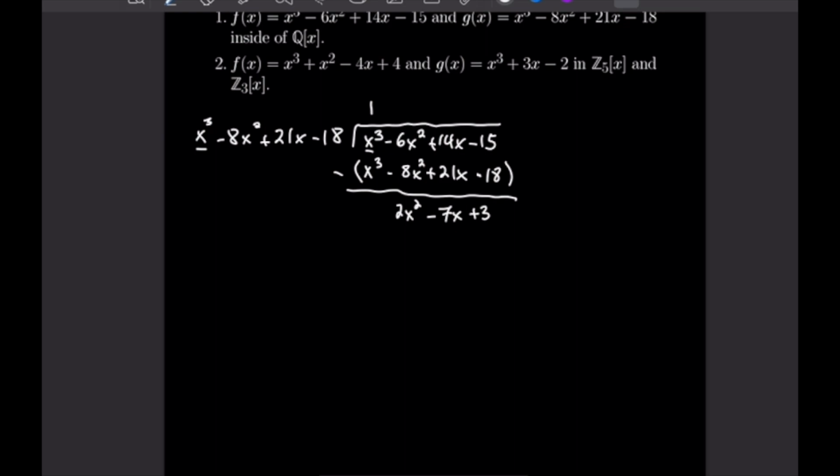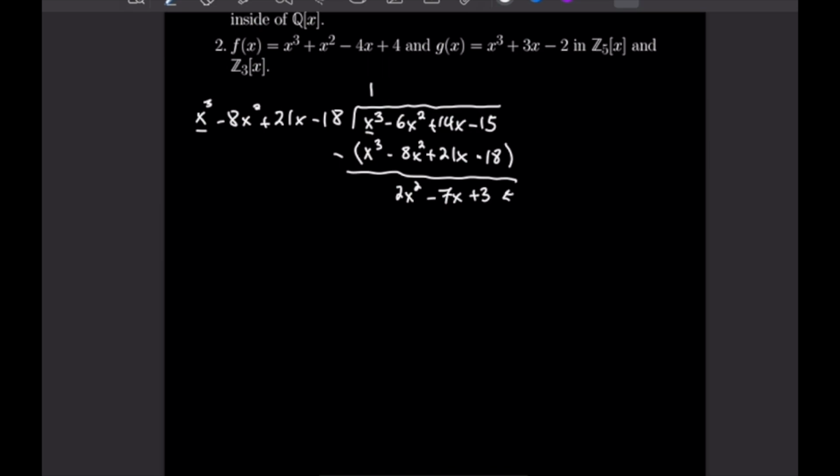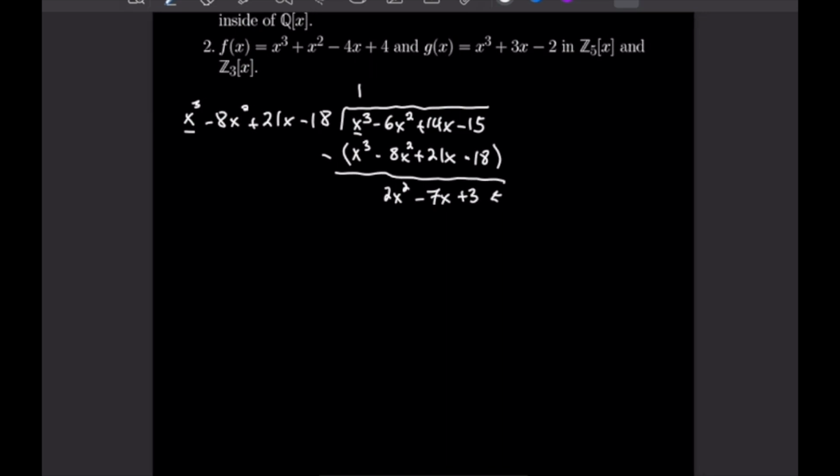Great. And so we can see now the degree of this remainder here is less than the degree of the polynomial that we are dividing by, so we will go ahead and start over to continue the extended Euclidean algorithm. So now we're going to divide our g of x, which is x cubed minus 8x squared plus 21x minus 18, by our remainder, which we just calculated as 2x squared minus 7x plus 3. And we're going to continue doing this kind of nested division until we can't divide anymore, and that will be our GCD, and then we can use back substitution in order to write it as a combination. So let's go ahead and divide this now.